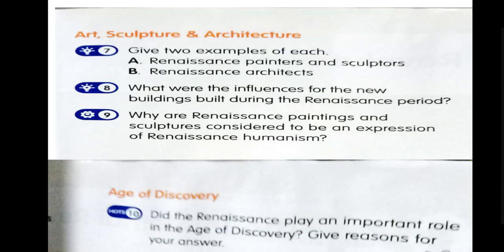Now come to the next, question number 7. Give two examples. Renaissance painter and sculptor, Renaissance architects. Those you can write. What were the influences for the new buildings built during the Renaissance period? It means earlier the buildings were very simple. Now, what were the things that affected the building of the new buildings, that you need to write. Why are the Renaissance painting and sculpture considered to be an expression of Renaissance humanism?